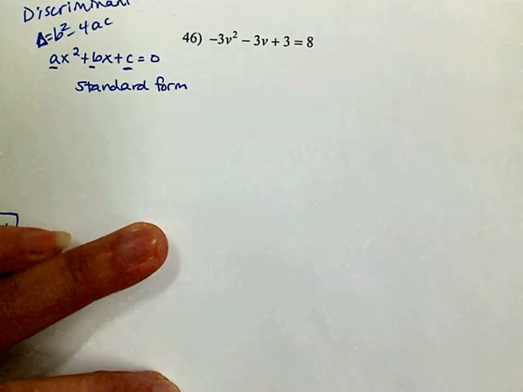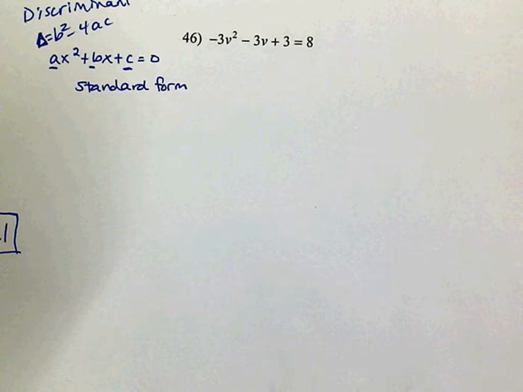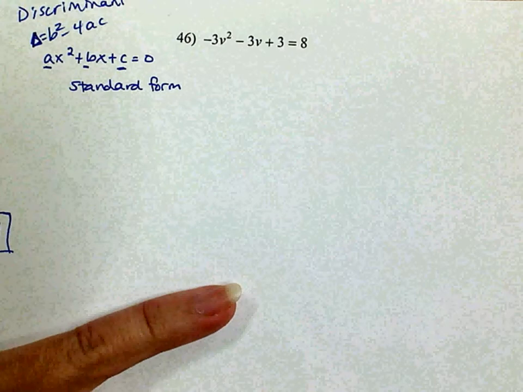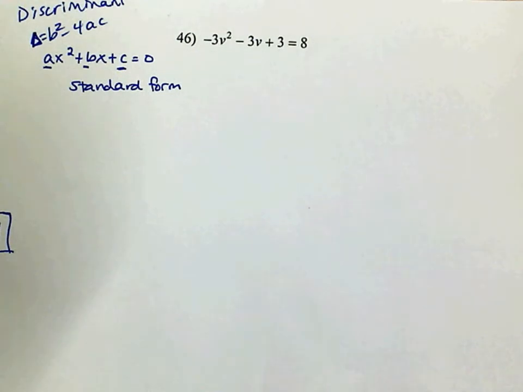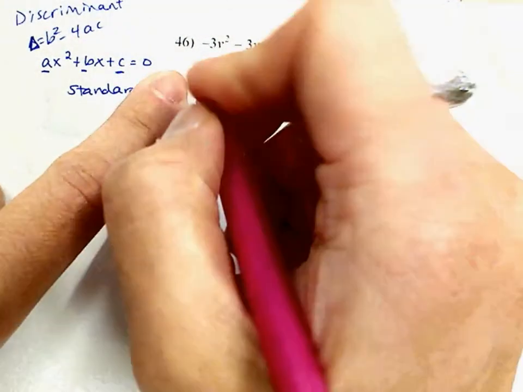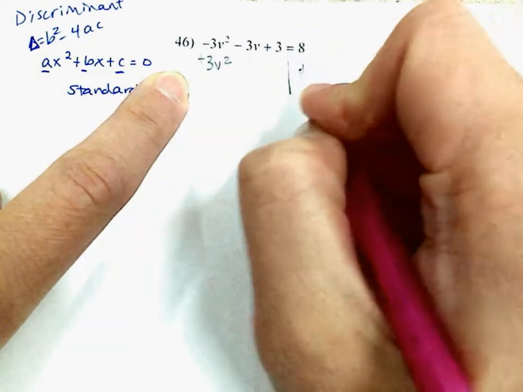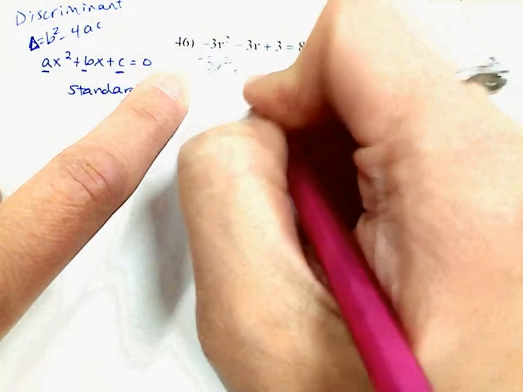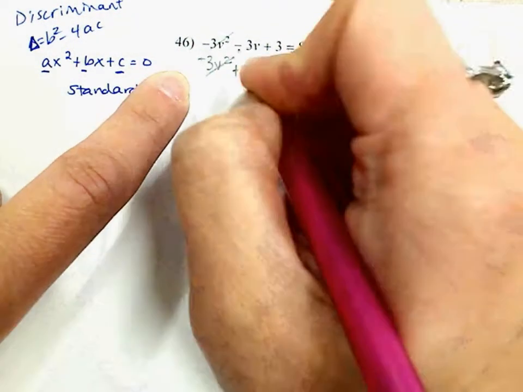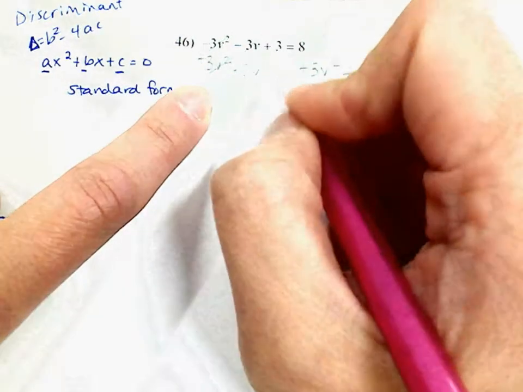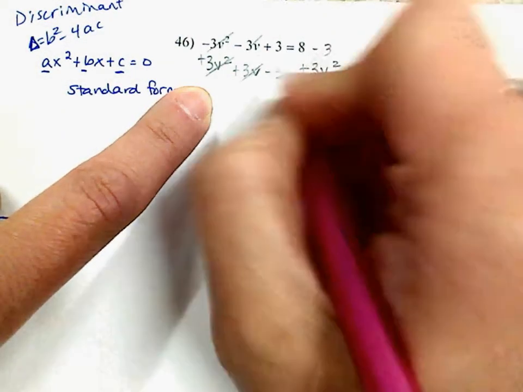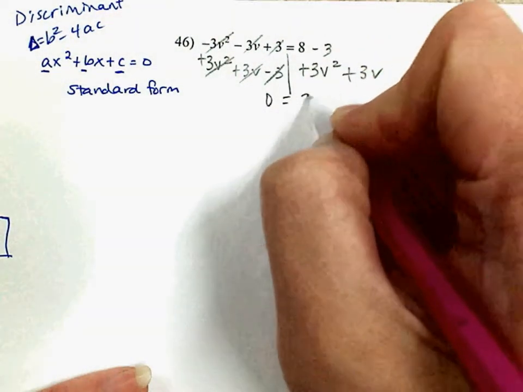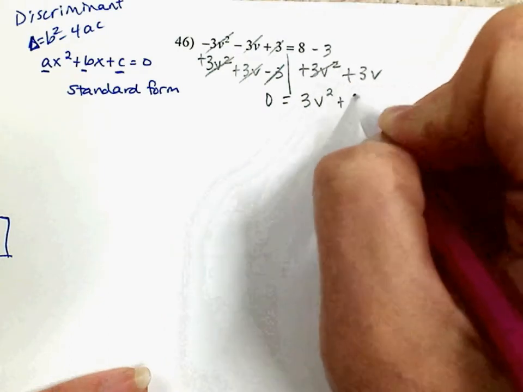Now on number 46, I'm going to move it differently. You guys see how this is negative? See how your A is negative? Since it's negative, let's make it positive. So let's add 3v squared. What you do to one side, you do to the other side. Let's add 3v. Cancels out. Opposite of positive 3 is negative 3. So now you have 0 equal 3v squared plus 3v.